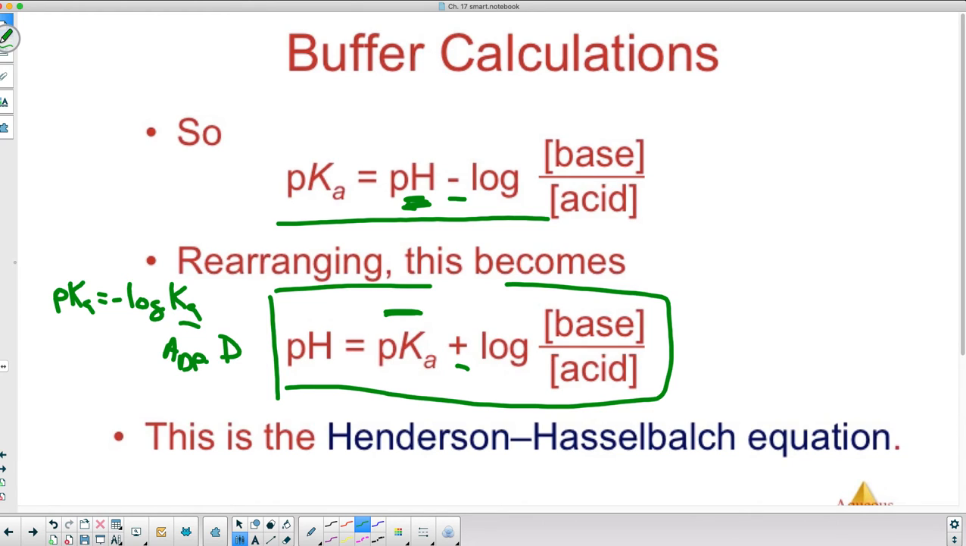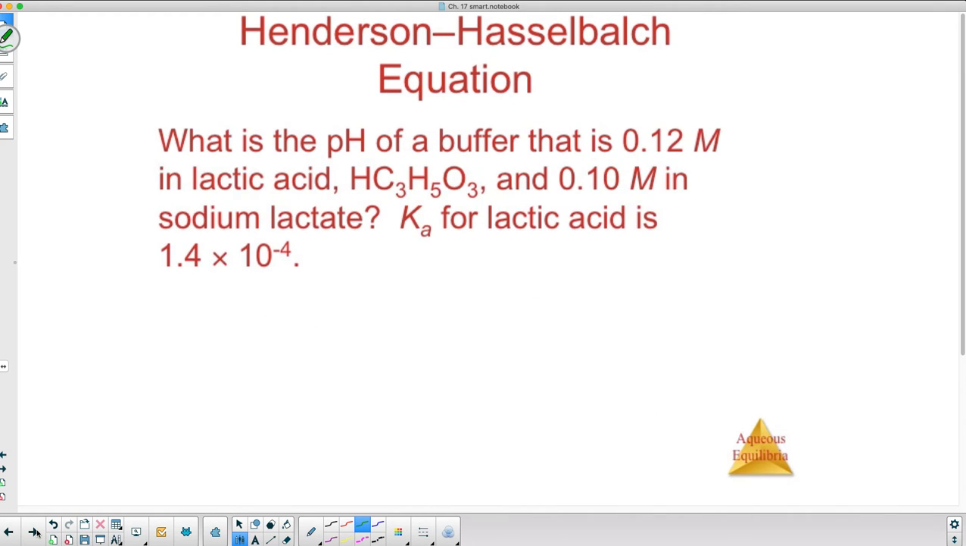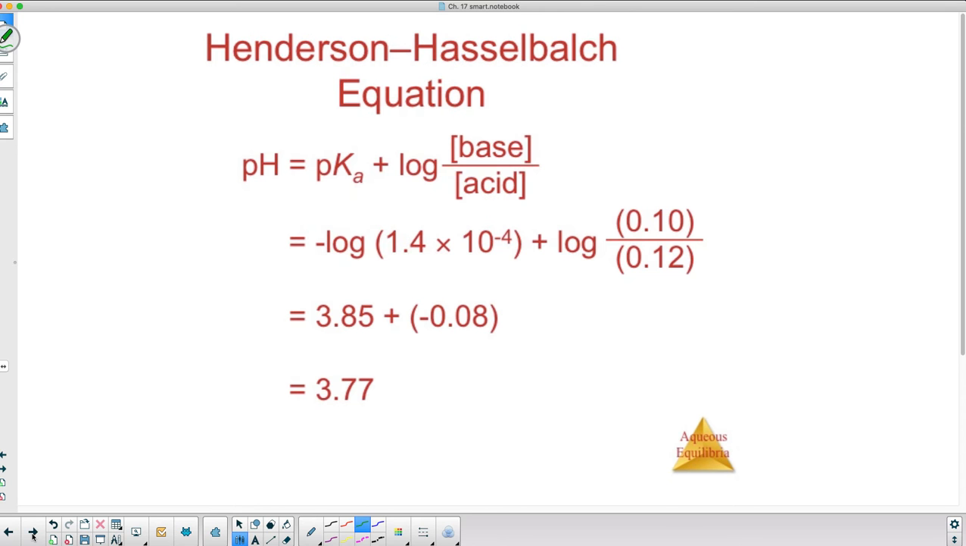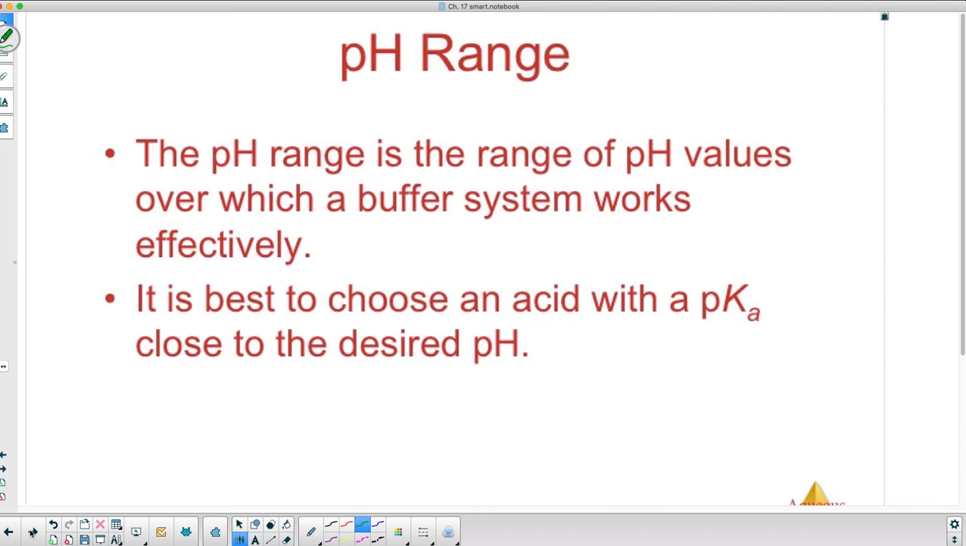So we will find common weak acid Ka's in the back of the book, and then you just do the negative log to find the pKa. That's the easiest way to do that. We'll go over this in sample problems, so I'm going to skip over this. I think I'm just about finished, but here are some things we can talk about.